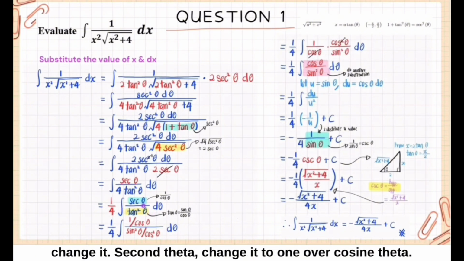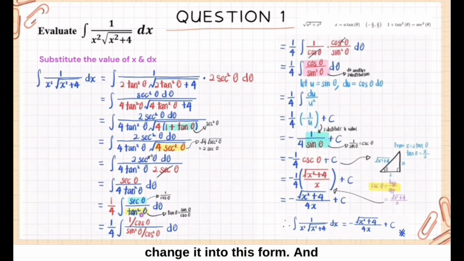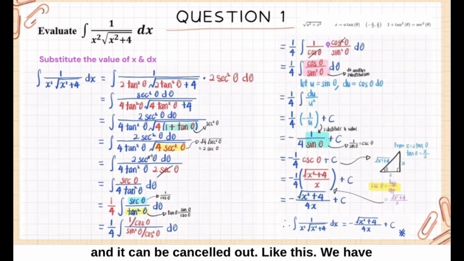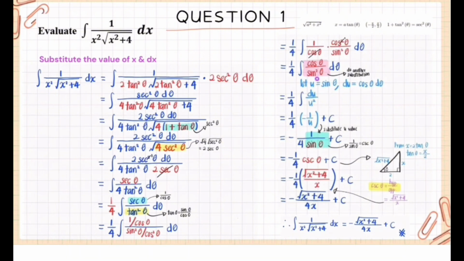But before that, we change secant theta to 1 over cos theta, and tangent theta is equal to sin theta over cos theta. So we can change it into this form. Next, we multiply the numerator by the reciprocal of the denominator, and it can be cancelled out like this. Then we get 1 over 4 times the integral of cos theta over sin squared theta d theta.